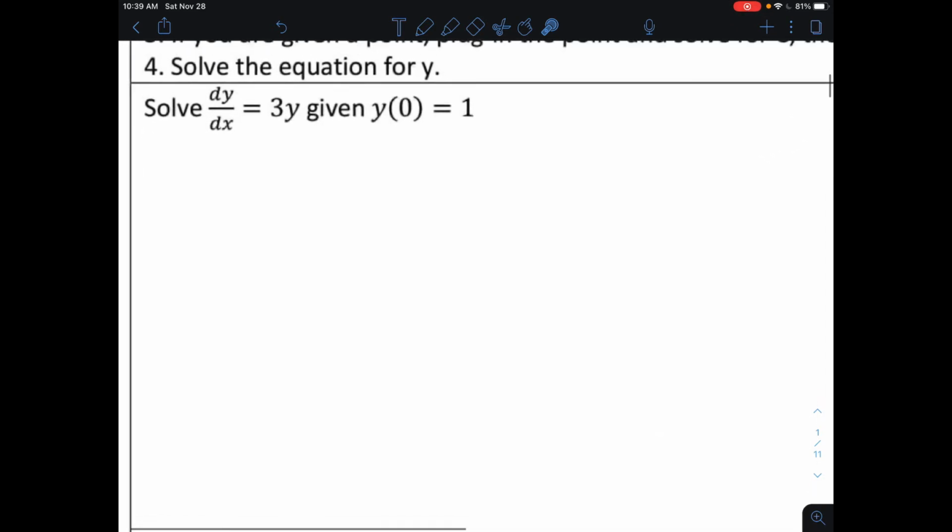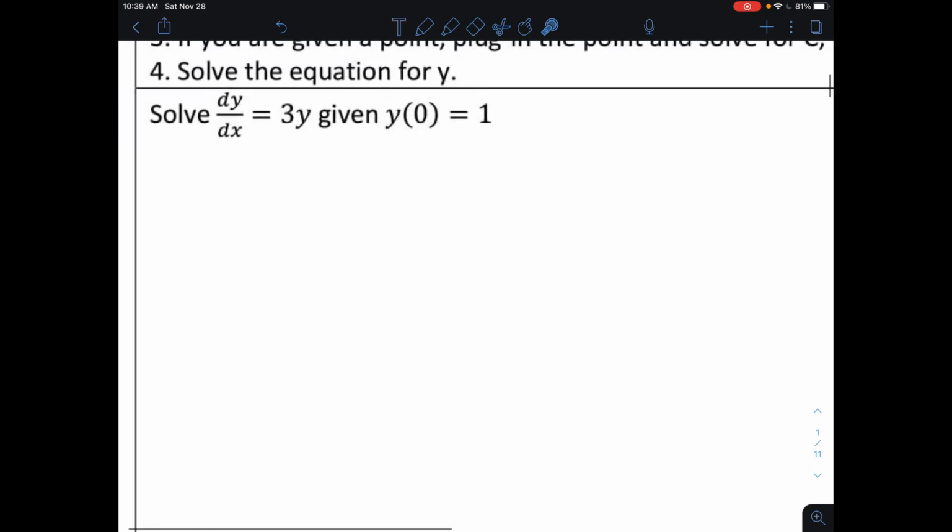So let's look here at an example. Let's solve the differential equation dy over dx is equal to 3 times y, and we're given the initial condition that y of 0 is equal to 1.